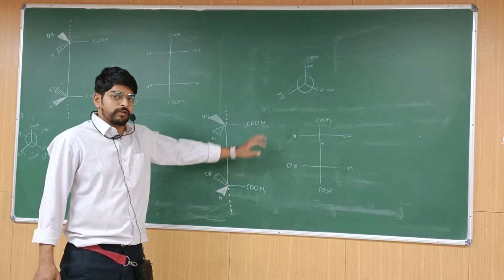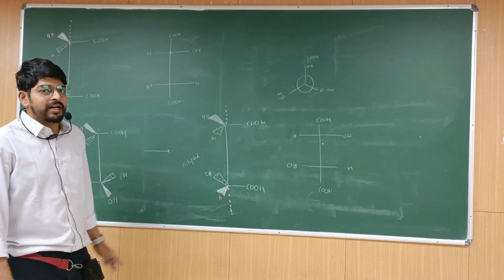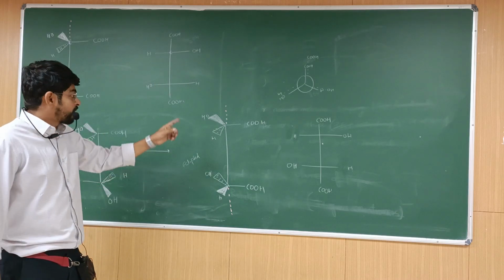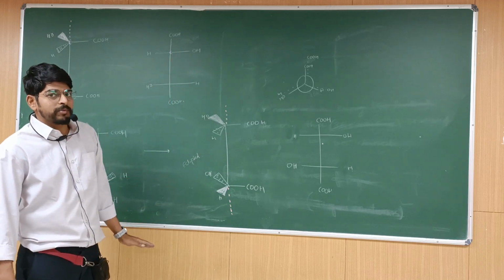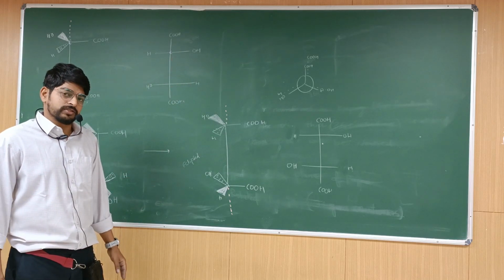That is the eclipsed conformer. For the eclipsed conformer only, we are writing the Fischer projection. Why? Because COOH should fall behind COOH. H and OH, these two horizontal groups, are behind each other. These two horizontal groups are behind each other.